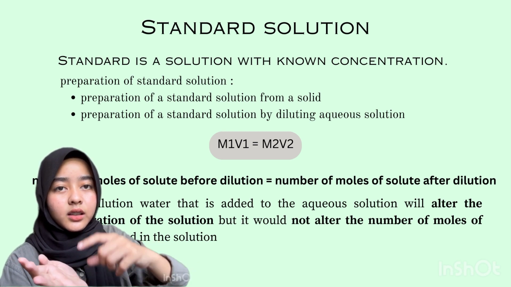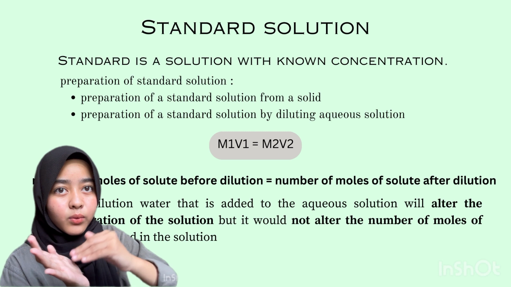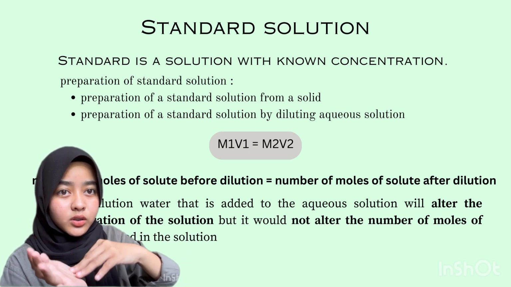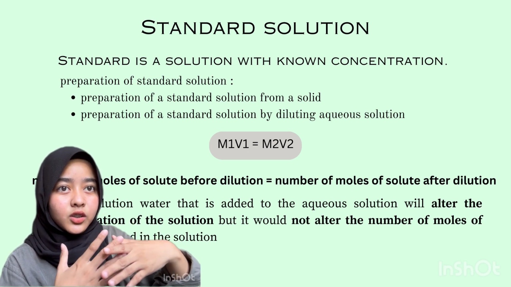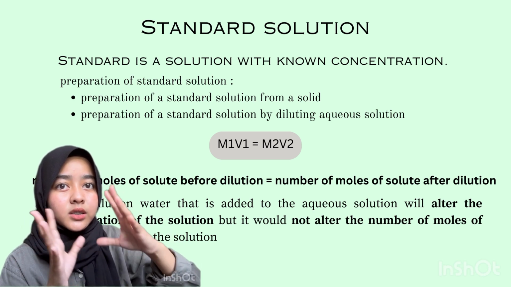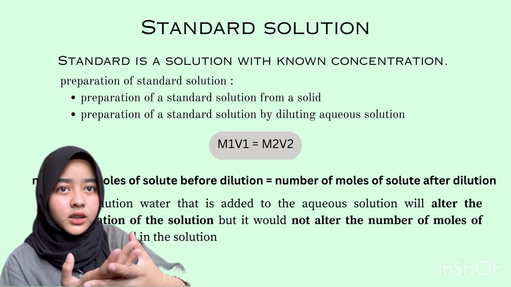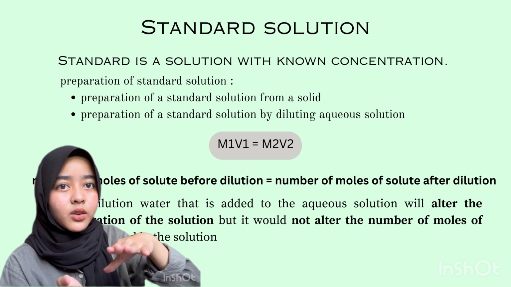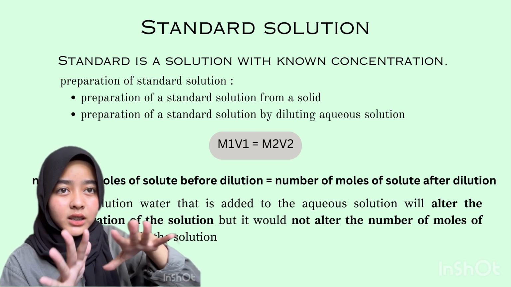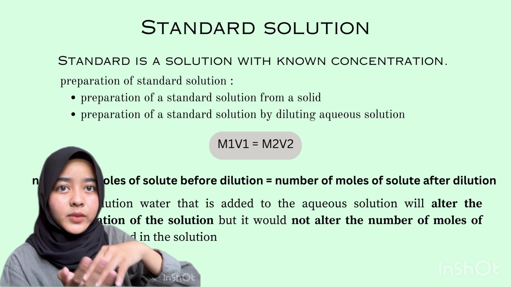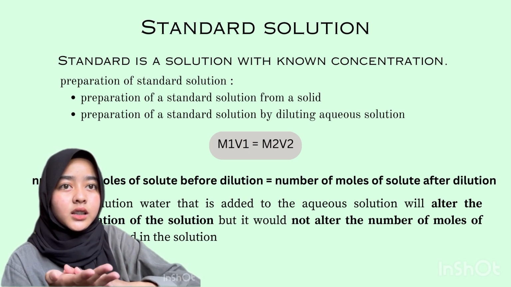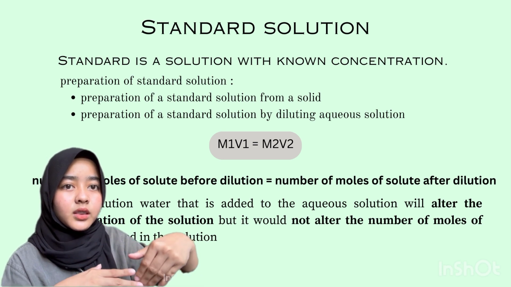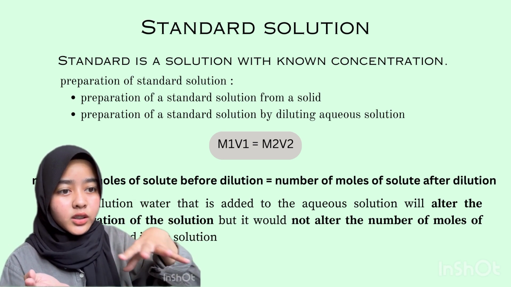Okay, it is equal, right? So the number of moles before dilution, which is M1V1, equals the number of moles after dilution, which is M2V2. During dilution, water that is added to the aqueous solution will alter the concentration of the solution, but it will not alter the number of moles of solute contained in the solution, which is the number of moles will not be different from before we dilute it.